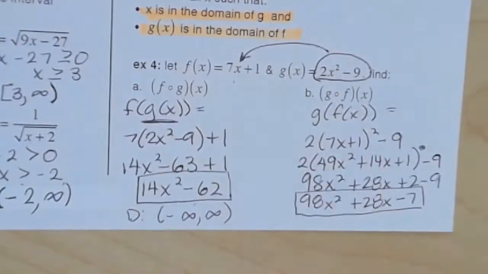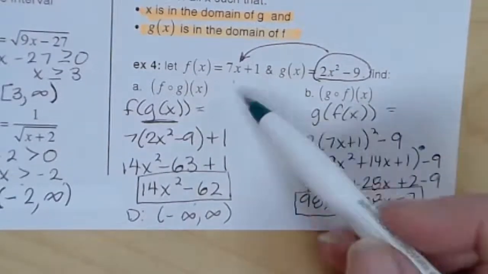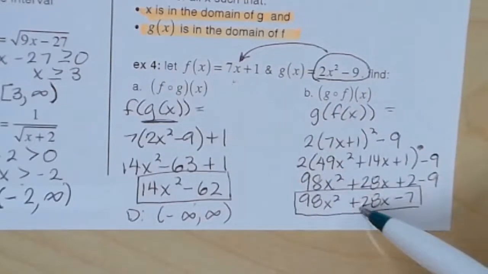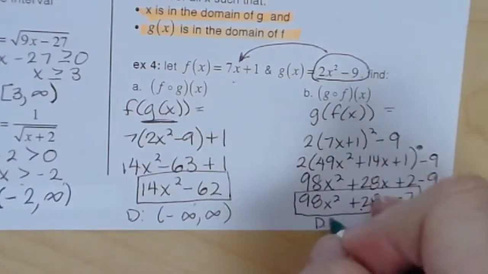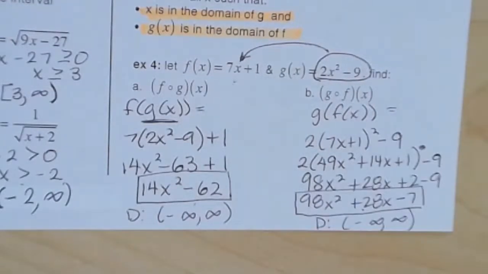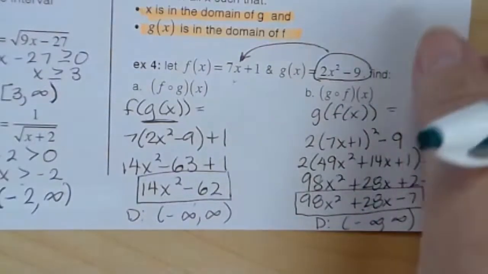Now, for my domain, I look at my f of x first. What's the domain of that? -infinity to infinity. What's the domain of that? -infinity to infinity. So my domain is just -infinity to infinity. Even though it's not asking for that, I wanted to make sure we paid attention to what domains were. Going to flip it over to the back.